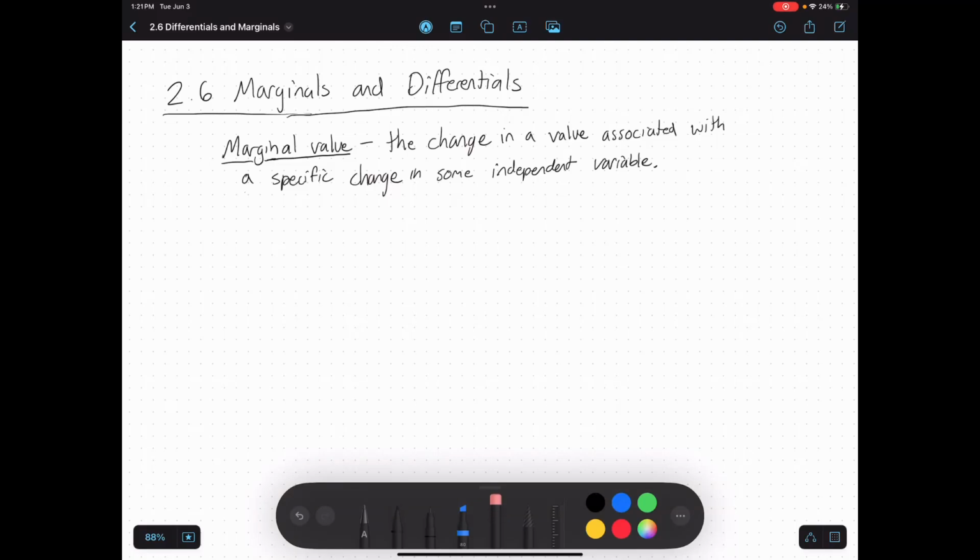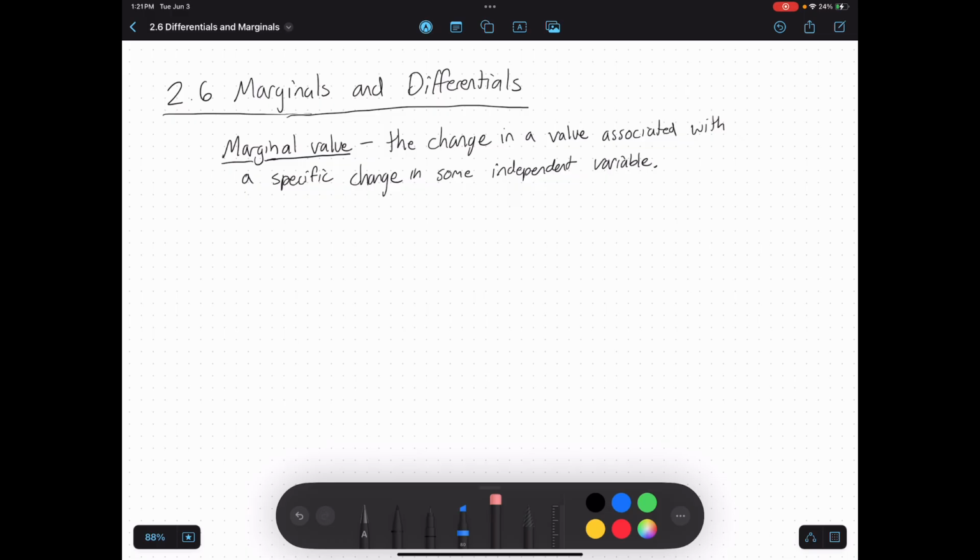Here we're in section 2.6, where we're talking about marginals and differentials. We're finally moving away from minimums, maximums, and optimization, and we're going to look at a different way that derivatives can be really helpful. Let's start with this idea of marginals.